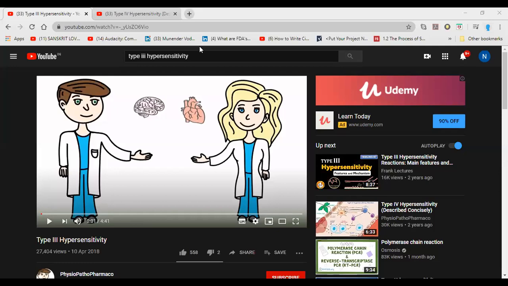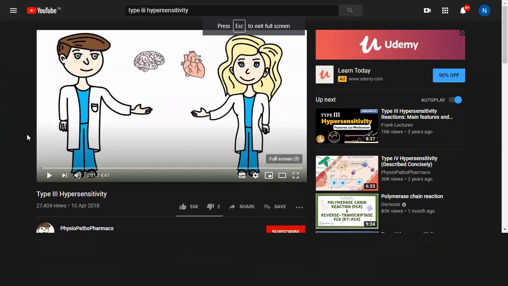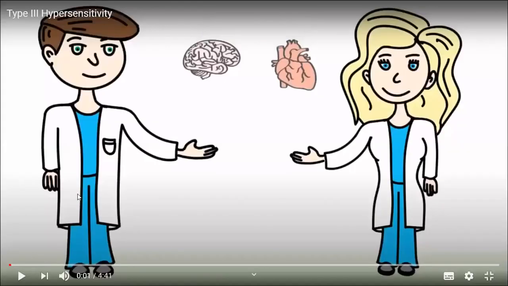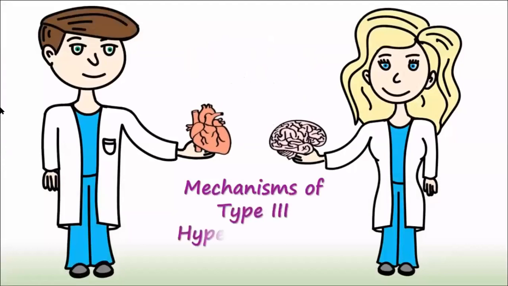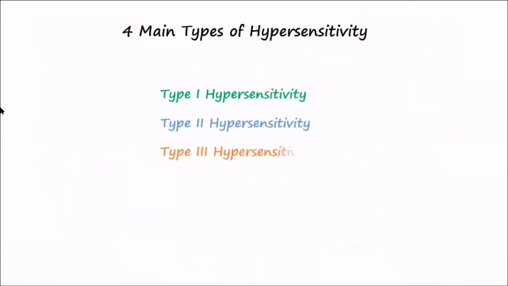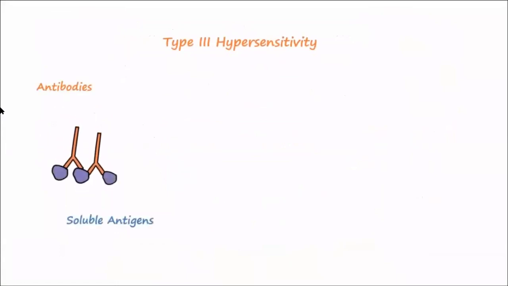So we are looking now at type 3 hypersensitivity, which mainly discusses immune complexes. We'll see how it happens. Let's discuss the mechanisms of a type 3 hypersensitivity reaction. Type 3 hypersensitivity results when antibodies bind to soluble antigens, deposit on body tissues, and cause damage through complement activation.